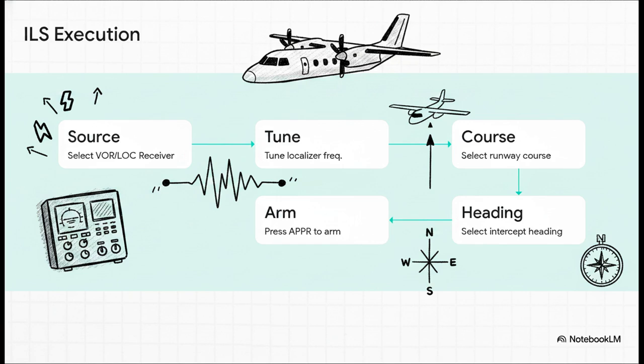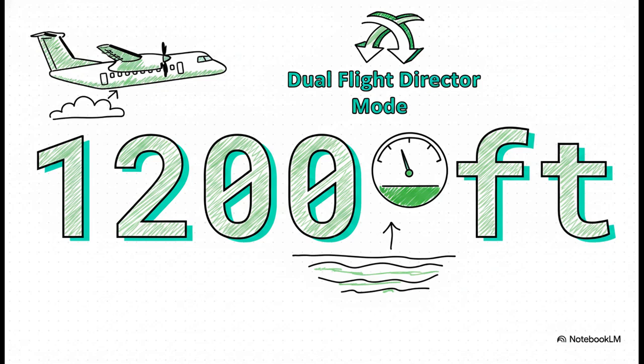Then, C for course, dial in the runway course. H for heading, select your intercept heading. And finally, A for arm, but this time you're pressing the APPR push button on the FGCP to arm the entire precision approach. STCHA. And for those of you shooting hardcore Category 2 precision landings, keep this number in mind.